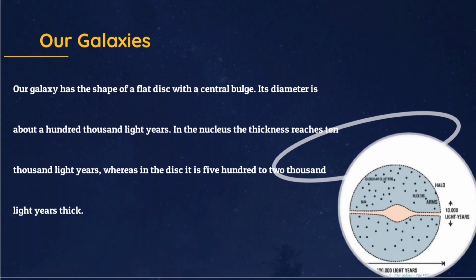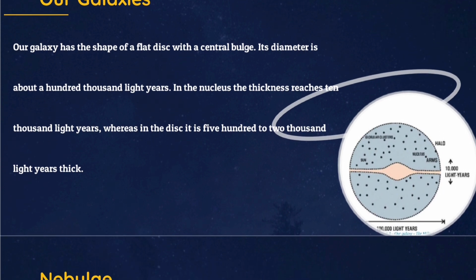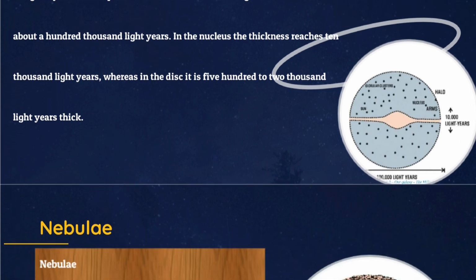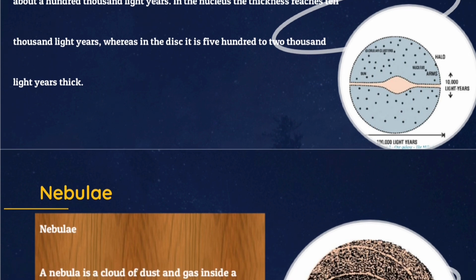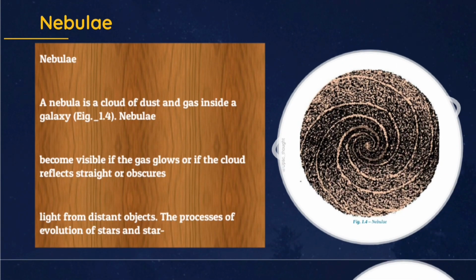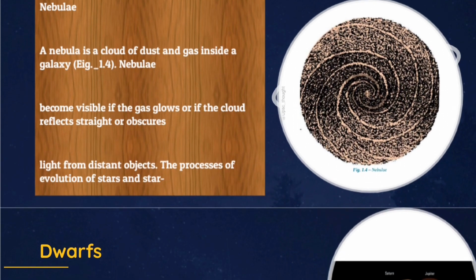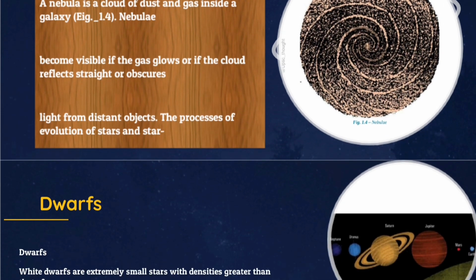Our galaxy has the shape of a flat disk with a central bulge. Its diameter is about 100,000 light years. In the nucleus the thickness reaches 10,000 light years, whereas in the disk it is 500 to 2,000 light years thick. Nebulae. A nebula is a cloud of dust and gas inside a galaxy. Nebulae become visible if the gas glows or if the cloud reflects or obscures light from distinct objects.